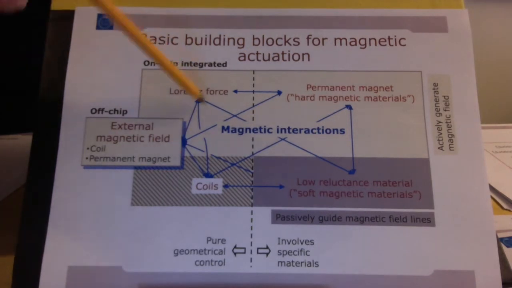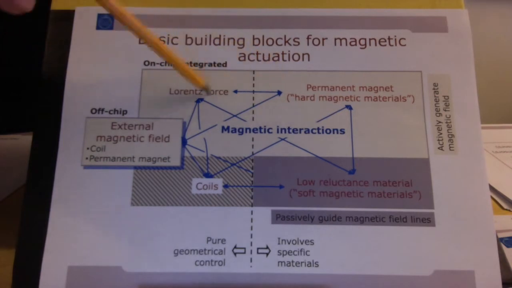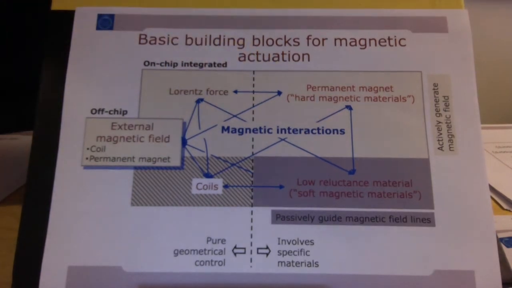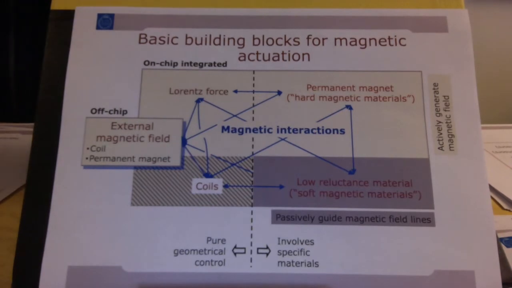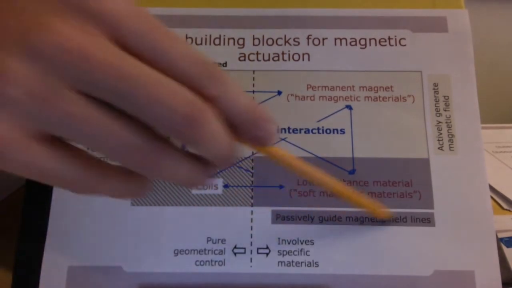or Lorentz force mechanism by sending a current through a wire and then using a magnetic field that is generated around the wire. So these are the two ways of generating a magnetic field. Of course, magnetic force is always an interaction between two magnetic components. So we're going to have two generating components that interact with each other. And either these components can be on the microsystem. That's what this box here is, the microsystem.